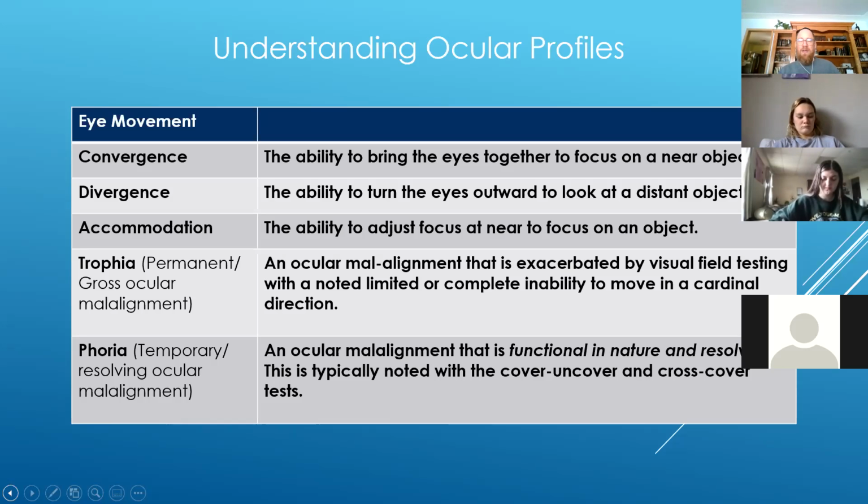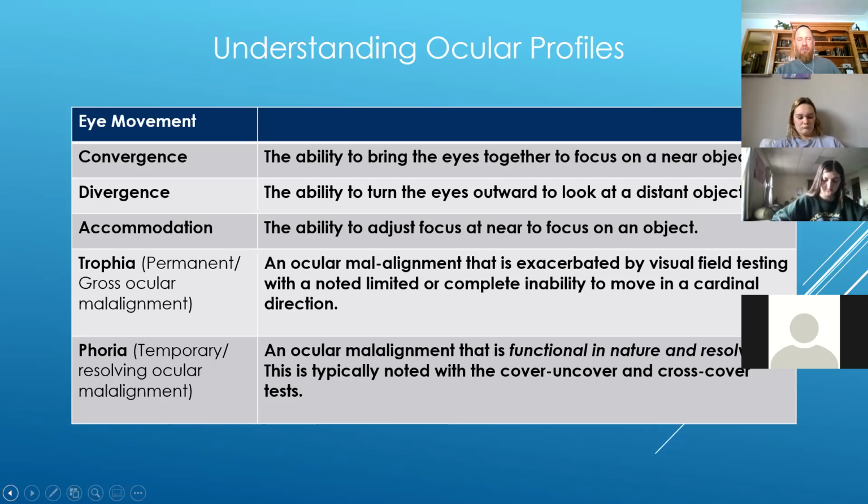But okay, trophias, right? So ocular malalignment. When you look at someone's eyes, if their eyes are lined up and look good, that's great. But what happens if the eyes are not appropriately aligned? What if they're malaligned at rest, and or with visual field testing, which you guys are going to see in a second? That's called atrophia, right? So an ocular malalignment that's exacerbated by visual field testing, with a noted limited or complete inability to move in a cardinal direction. Let me explain that.